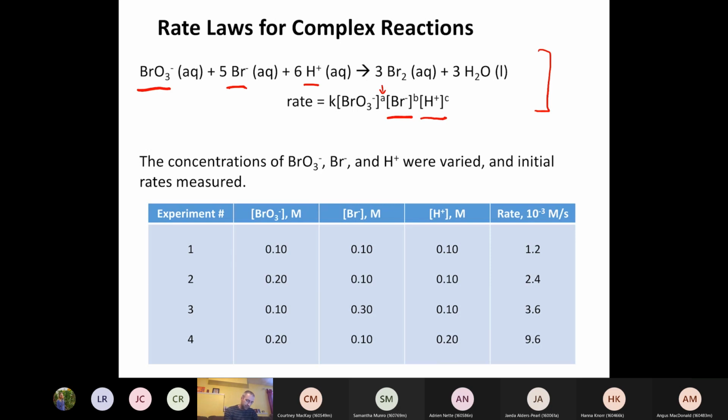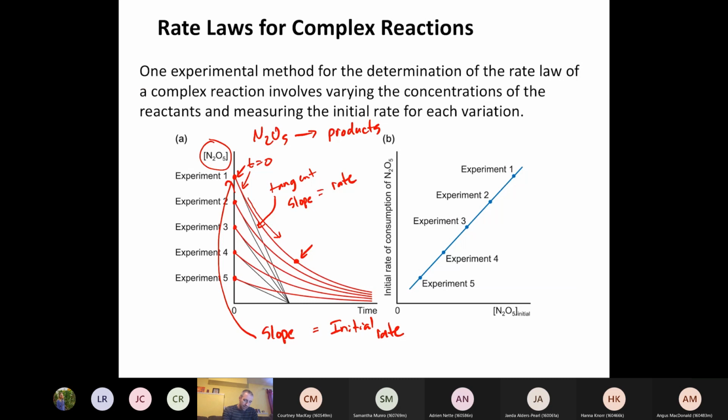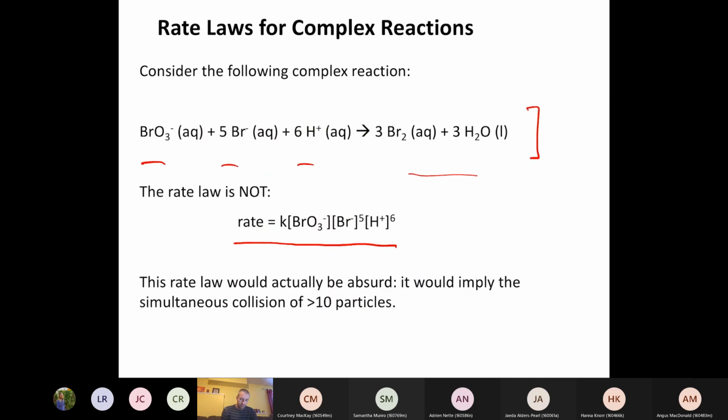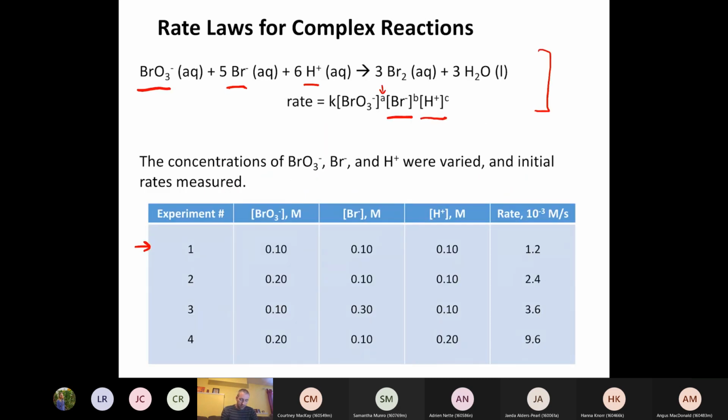And how about, just for the hell of it, for experiment 1, we're going to make the concentration of all 3 reactants 0.1 molar. And then what we do is we measure the initial rate. So that's kind of like over here. We have known concentrations of starting materials. We pick time 0, we watch something disappear, and we take the tangent, and we figure out the initial rate. And it turns out the initial rate under those conditions, where everything is 0.1 molar, is 1.2 times 10 to the minus 3 molarity per second, or moles per liter per second.